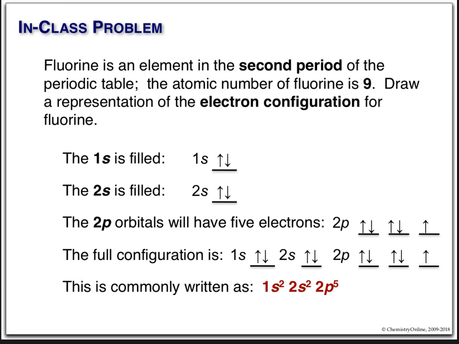On the exam, again, you don't have to draw little arrows. You would simply write 1s2, 2s2, 2p 1, 2, 3, 4, 5. Any questions?